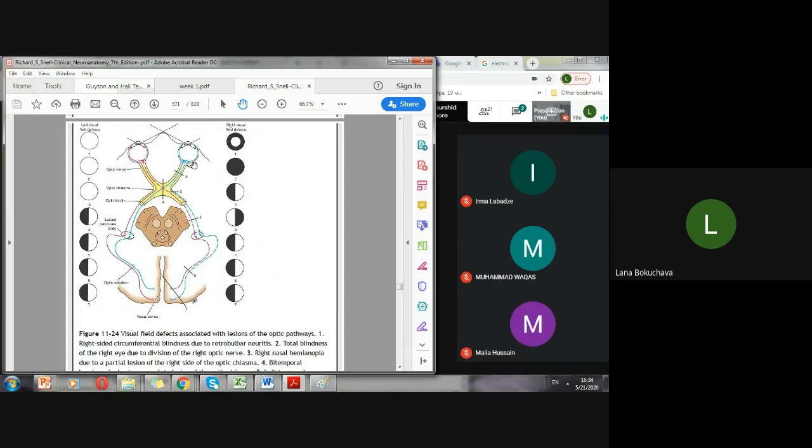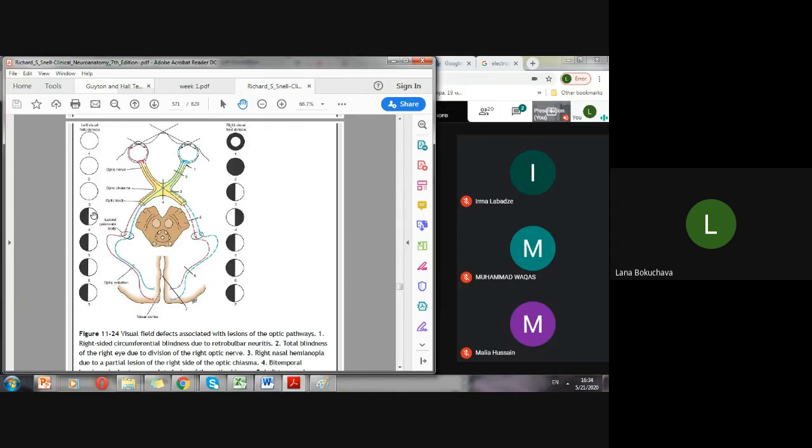Which is designated by the numbers. So we do have number 1, number 2, number 3, number 4, number 5, number 6, and number 7. And as a result, on both sides, the right eye and the left eye, they show you which particular visual fields will be in deficit in this case.